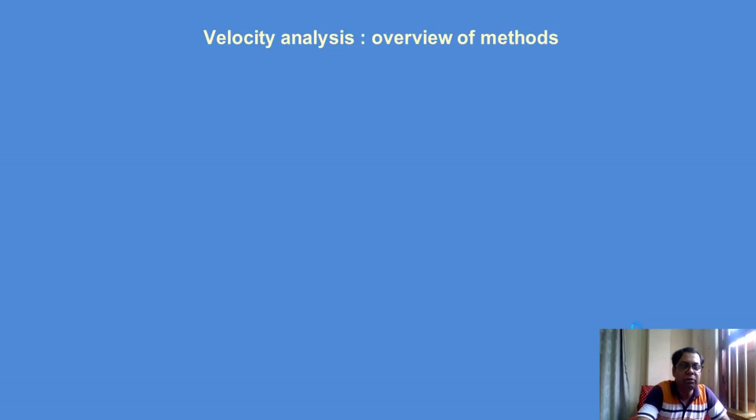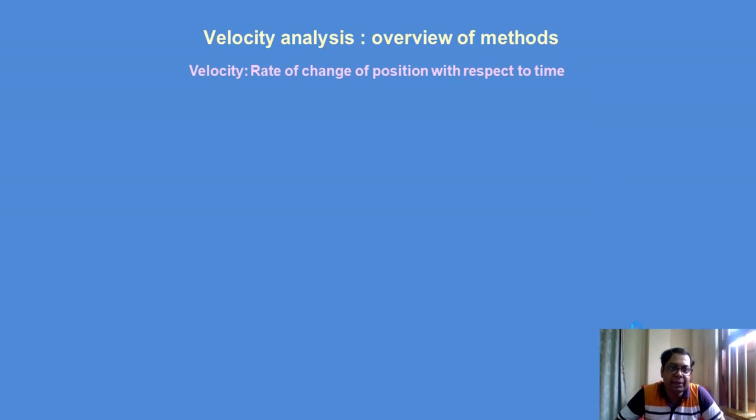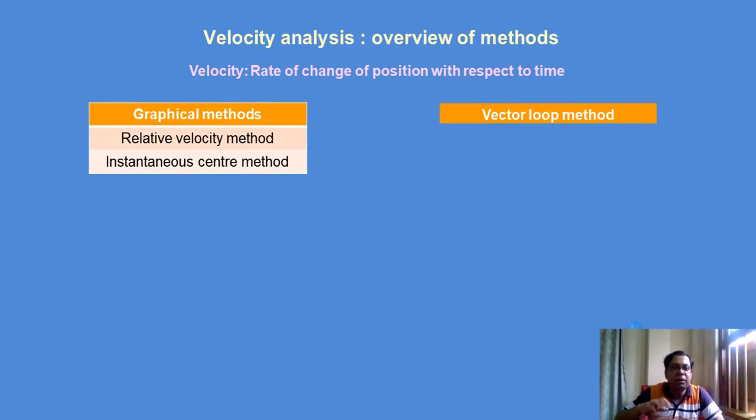Now, when we are going to discuss velocity analysis, the first question that comes to mind is what exactly is velocity. Velocity, we know, is the rate of change of position with respect to time. When we analyze the velocity of a mechanism, there are two basic methods. One is the graphical method and the other is the vector loop method.